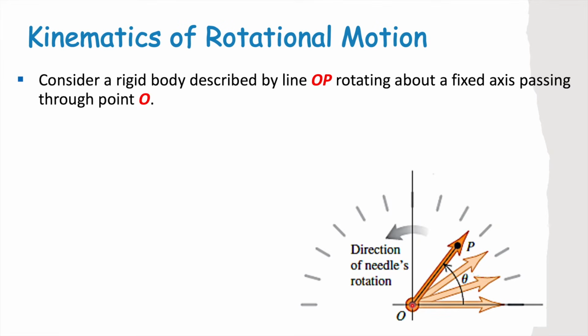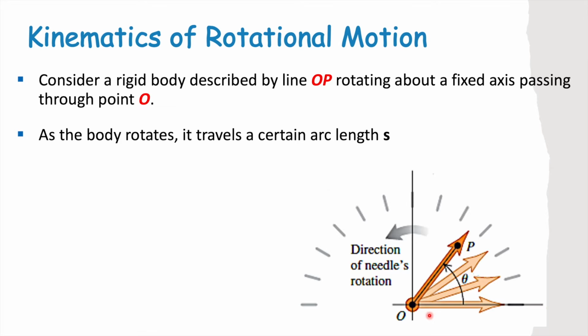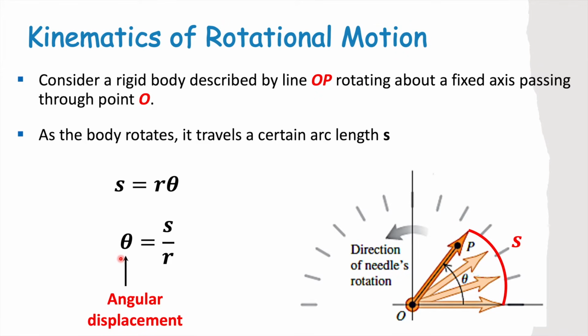Consider a rigid body described by line OP rotating about a fixed axis passing through point O. As this body rotates, it travels a certain arc length s, which is given by the equation s = r theta. r stands for the distance between O and P, or its radius, and theta is the angle from its inertial frame of reference. Rearranging this equation in terms of r and s, we'll have this equation. This theta here is also known as the angular displacement or angular position.